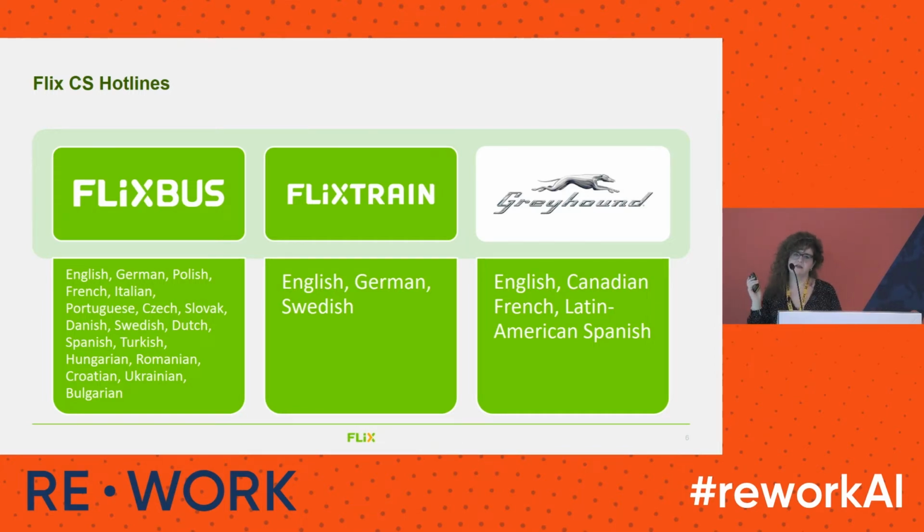We use English also for the UK, German for Germany, Austria, and Switzerland, Polish, French, and Italian for France, and Italian also for Switzerland, Portuguese for Portugal, Portuguese for Brazil, because we now operate in Brazil too, Swedish, Dutch, Spanish for Spain, Turkish, Hungarian, Romanian, Croatian, Ukrainian, and Bulgarian. And this is only FlixBus. For FlixTrain, we currently operate only in Germany and Sweden, so the model is the same: English as the global support language, and also support in German and Swedish.